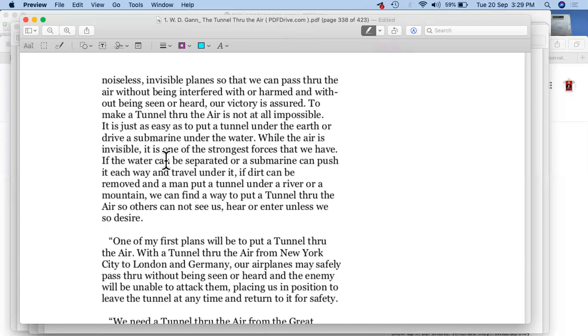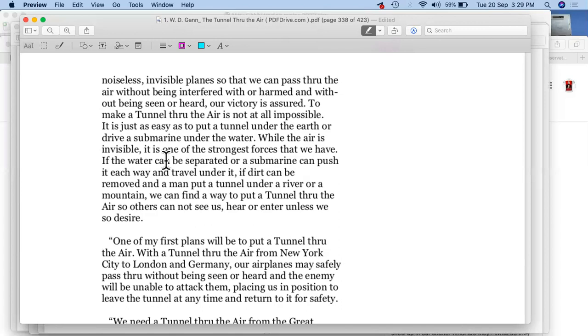If the water can be separated or a submarine can push it each way and travel under it, if dirt can be removed and a man put a tunnel under a river or a mountain, you can find a way to put a tunnel through the air. So others cannot see us, hear or enter unless we desire. One of my first plans will be to put a tunnel through the air.